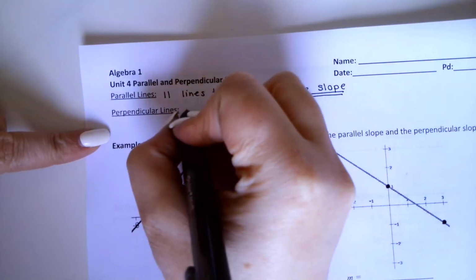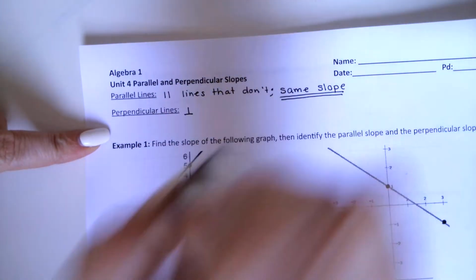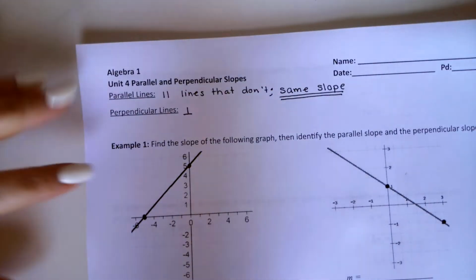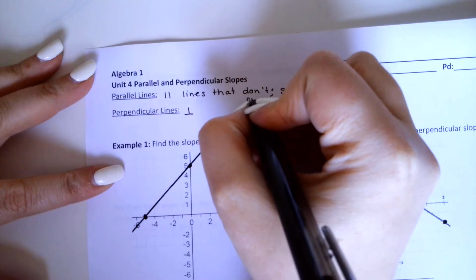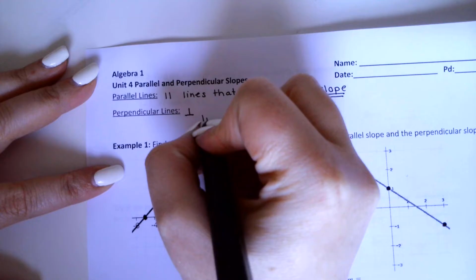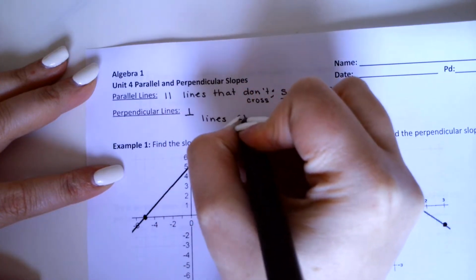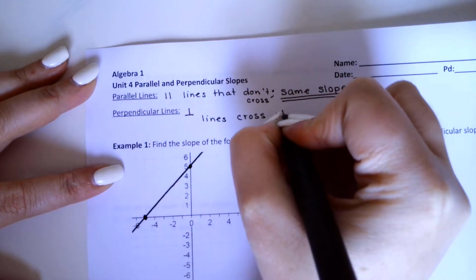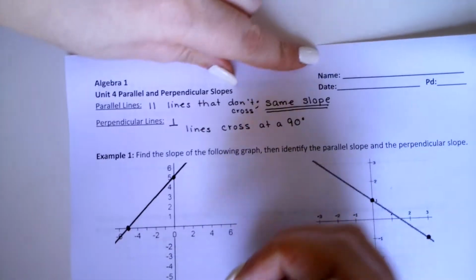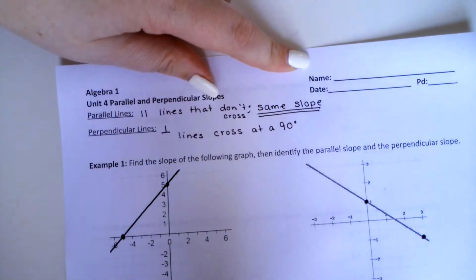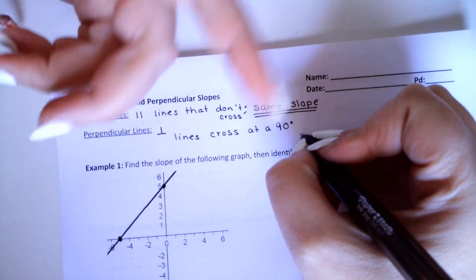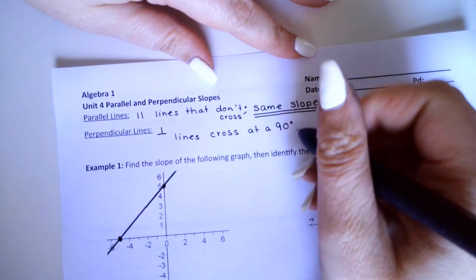Okay? Perpendicular lines, which is denoted with this little symbol of two lines that are crossing, are lines that cross at a 90-degree angle. Oh, I forgot to write cross in here. Sorry, parallel lines don't cross. Perpendicular lines do cross at a 90-degree angle. And if you have a protractor, you can measure that 90-degree angle, but just by looking at it, it is kind of hard to tell.